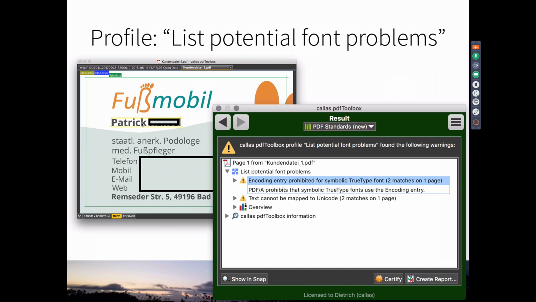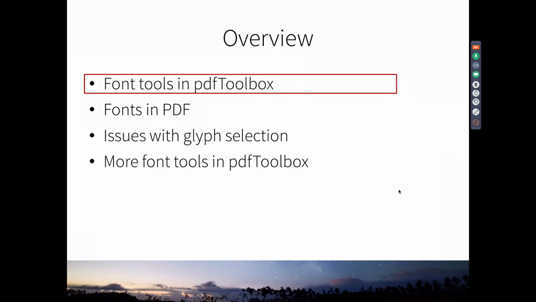In many cases I know from users that it is not immediately clear to everybody what the actual problem is here. But there is already some explanation that pdfToolbox gives you. PDF/A for archiving prohibits that a symbolic TrueType font uses an encoding entry. So another indication. But now let's just move on.